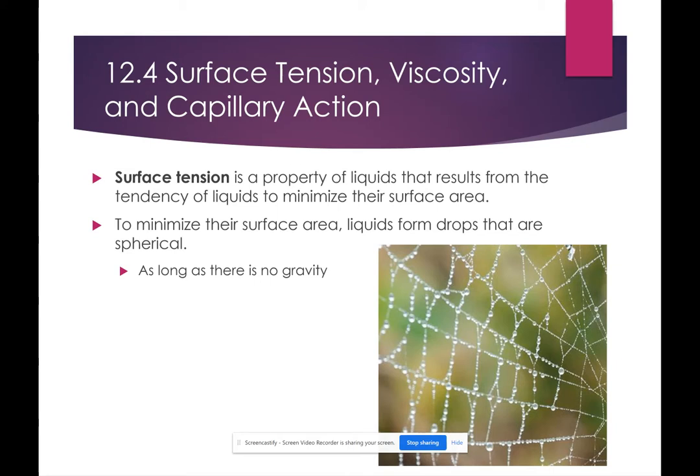Surface tension is a property of liquids that results from the tendency of liquids to minimize their surface area. So to minimize their surface area, liquids will form drops that are spherical, only in the absence of gravity, though. If there's gravity, that's going to pull it down. It's going to change the shape. And they form spheres because spheres have the lowest surface area.